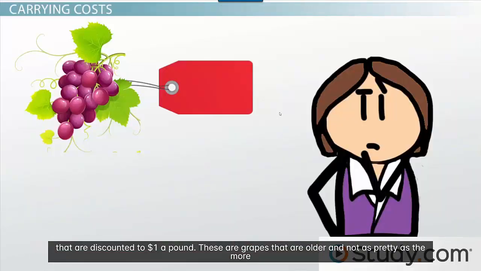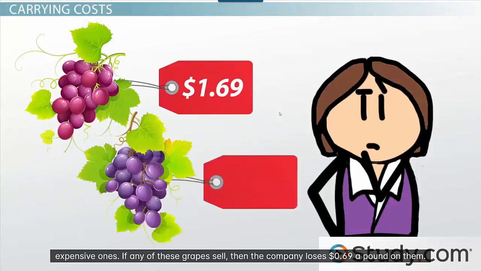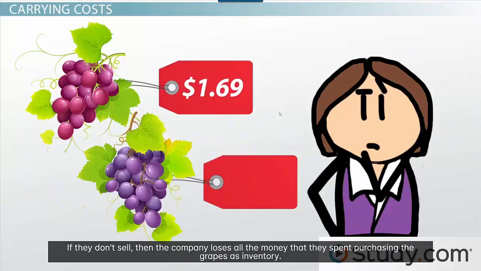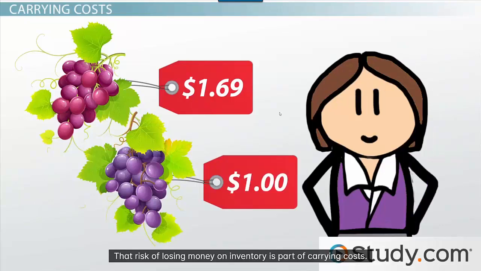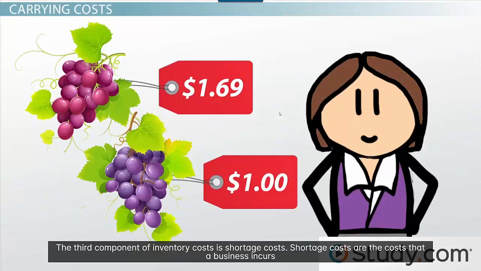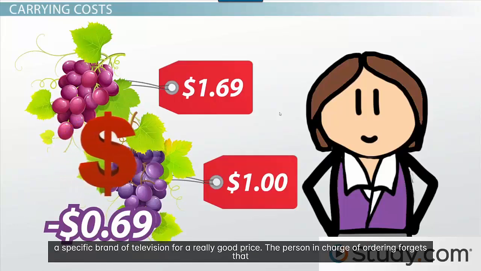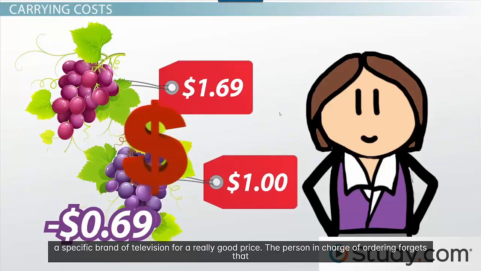For instance, say I walked into the store and saw that they had grapes on sale for $1.69 a pound. When I go to look in the bin and get a nice bundle, I see that there are also containers of grapes that are discounted to $1 a pound. These are grapes that are older and not as pretty as the more expensive ones. If any of those grapes sell, then the company loses 69 cents a pound on them. If they don't sell, then the company loses all the money that they spent purchasing the grapes as inventory. That risk of losing money on inventory is also part of carrying costs.